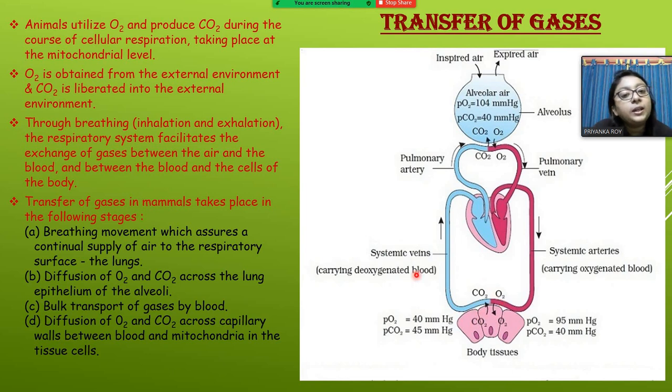Now this CO2 will again be carried via this deoxygenated blood to the heart, and from the heart it will be pumped towards the lungs by the pulmonary artery, and this alveolar exchange will again take place. So this entire cycle will be continued throughout, and the lungs assure us that there will be a continuous supply of oxygen whenever we are doing this breathing movement. Okay.